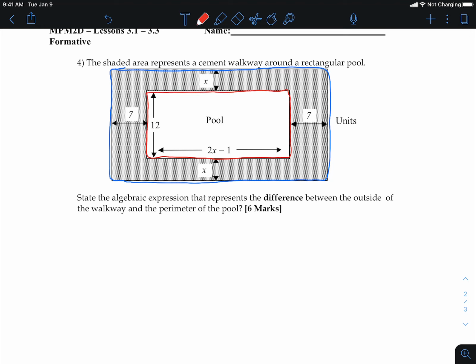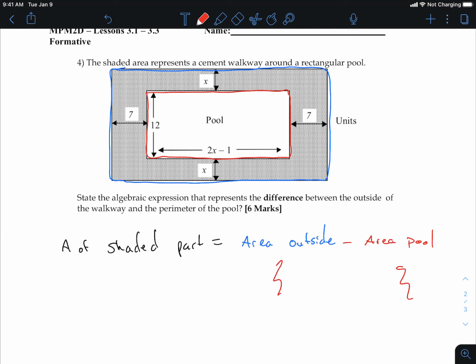Okay. So the area, I'll write this statement in black. Area of the shaded part is equal to the area outside minus the area inside, or the pool. So we kind of have an understanding of what the attack angle is now. Okay? You're going to do a bunch of work here, and a bunch of work here. You're going to subtract the two polynomials, and you're going to get one algebraic expression that represents the shaded area.